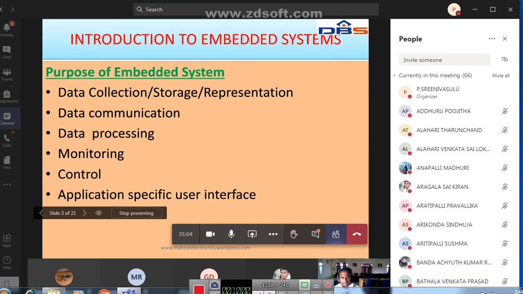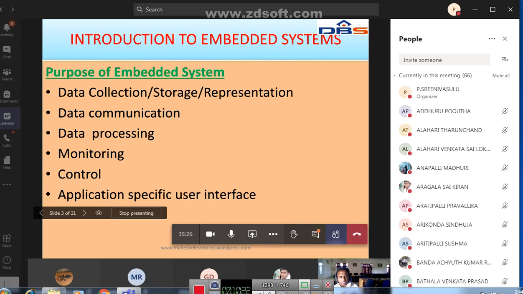Okay, data communication, we can send the data using the embedded systems from one location to another location, and data processing. In embedded systems, on the board we will have DSP processors. Digital signal processors are there, and using the digital signal processors we can process the data.